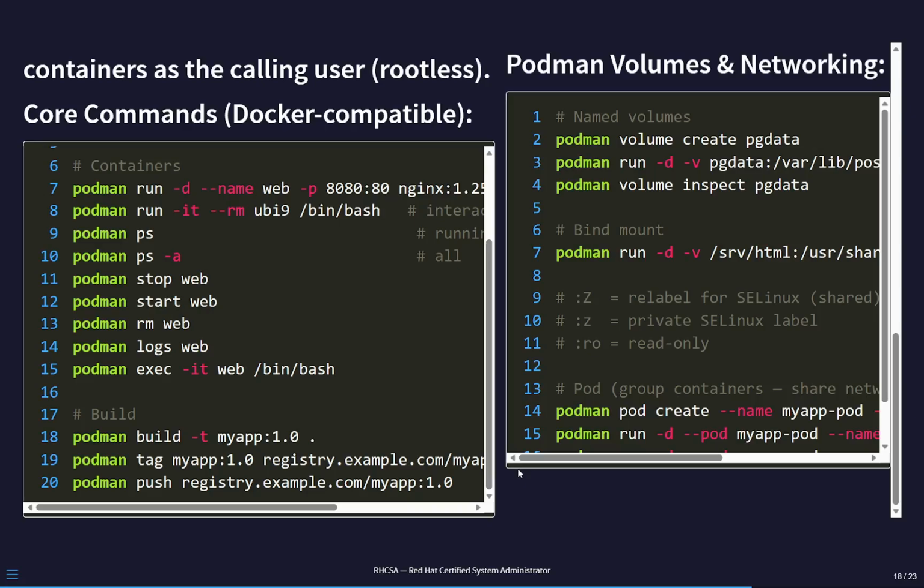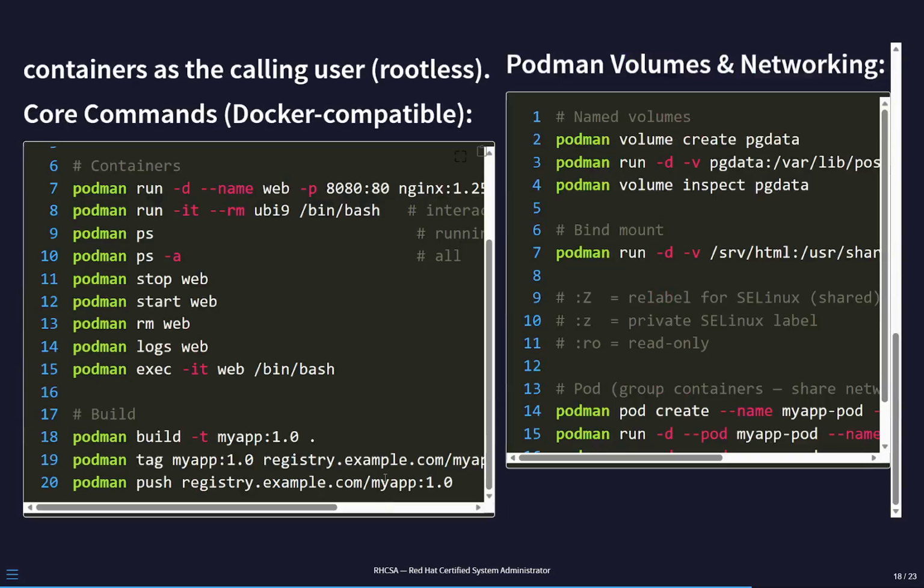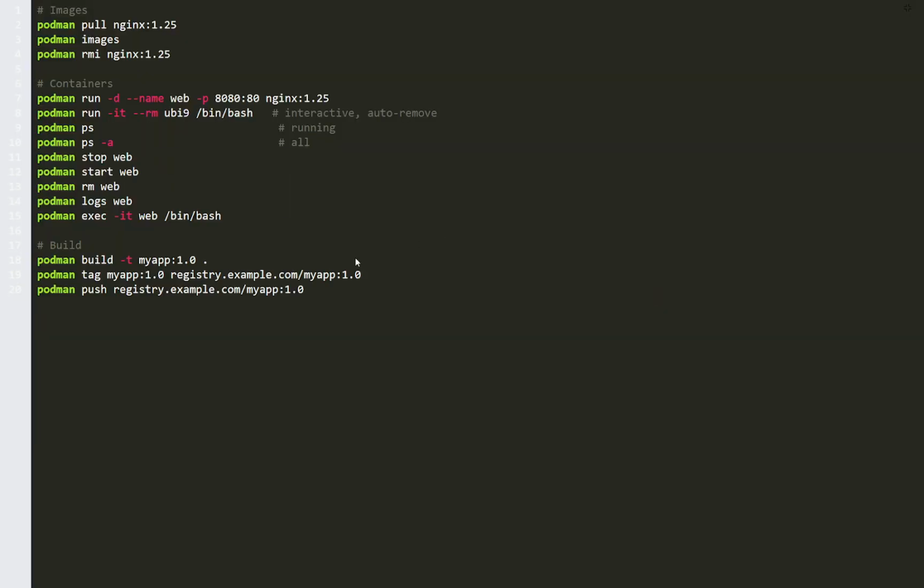When you bind mount a host directory, say /srv/html to /usr/share/nginx/html, SELinux may block the container from reading those files because the host path has a different context than the container expects. Adding :Z relabels the mounted content with the correct SELinux context for container access. This is a common exam gotcha.